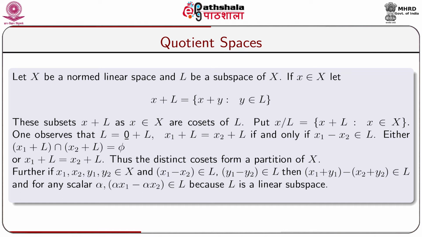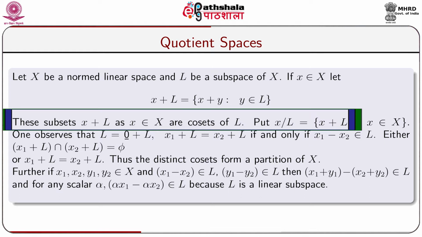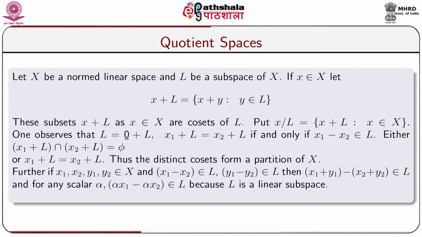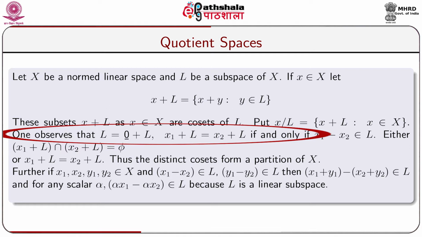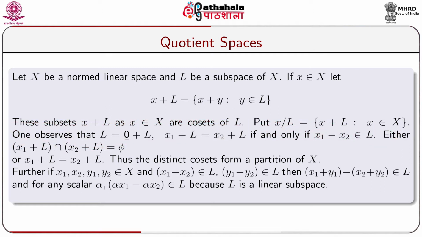Let capital X be a linear space and let capital L be a subspace of X. Let us take x, an element of capital X. Let x plus L be the collection of all such elements x plus y, where y is taken from capital L. These subsets x plus L, as x belongs to capital X, are called cosets of capital L. Put X by L equal to the collection of all such sets x plus L, where x belongs to capital X. One can observe that L is equal to 0 vector plus L, because the 0 vector belongs to capital X and X is a linear space.